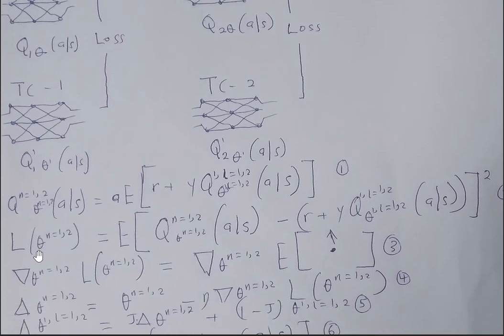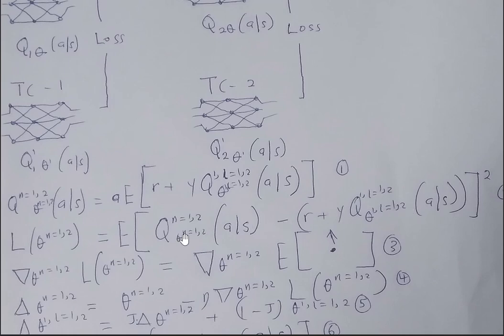So the loss, which is a function of theta, is equivalent to this. This is the expectation, and this is the whole predicted. In reinforcement learning, the loss is computed as the predicted minus the target, then we square it. So this is the TD error, the temporal difference error, because this is the predicted and this is the target.